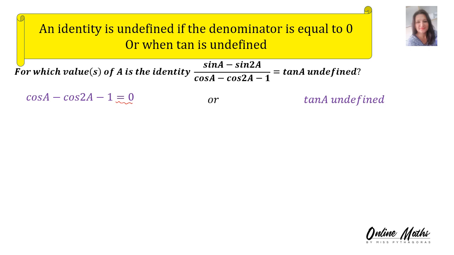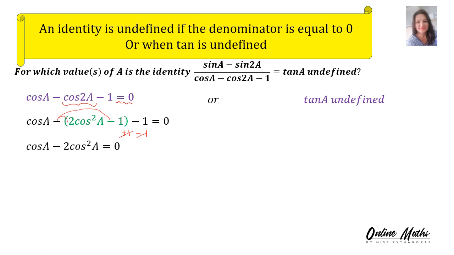Now again, here the cos 2A, that is a double angle, and let's turn it into one of its possibilities, and I'm going to choose the one that contains the cos. So in the place of cos 2A from my formula sheet, I'm going to substitute it with 2 cos squared A minus 1. And then in the next step, I'm going to multiply in the negative, and here it will become plus 1 minus 1, and they will cancel each other out. So in the next step, I'm left with cos A minus 2 cos squared A equals 0.